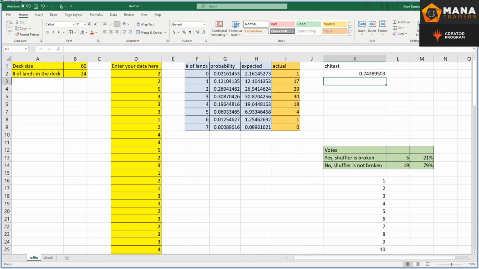So in other words, our actual data is a very good fit to this situation, which means in the context of this experiment, we do not have any reason to believe that the shuffler is broken. Applause, applause. All right. So in other words, the winners will be coming from the people who voted no, shuffler is not broken. And now let's get to that.